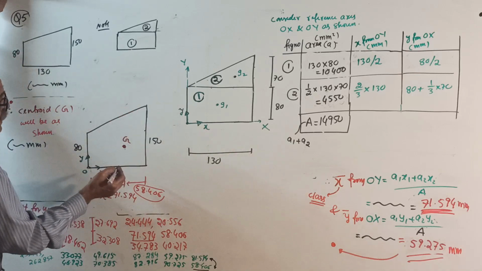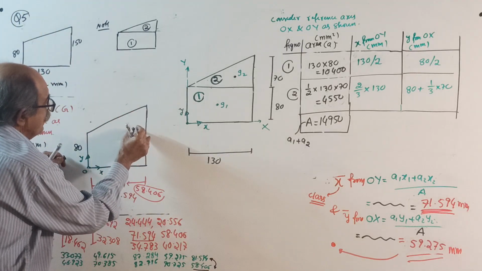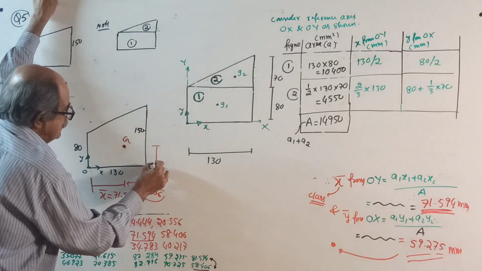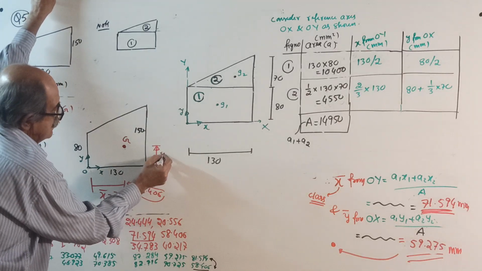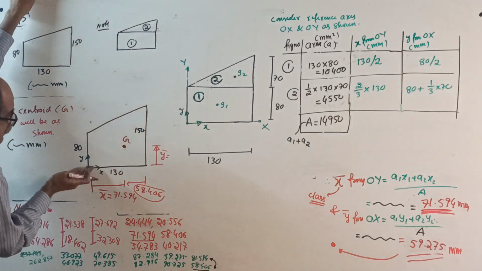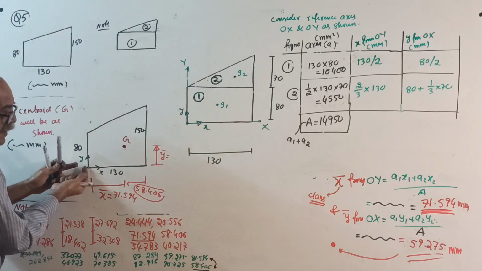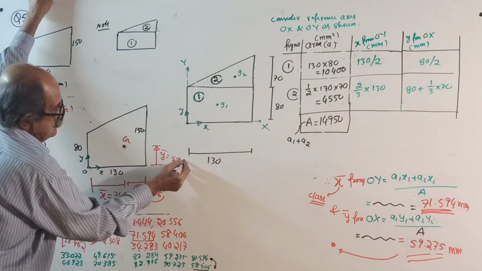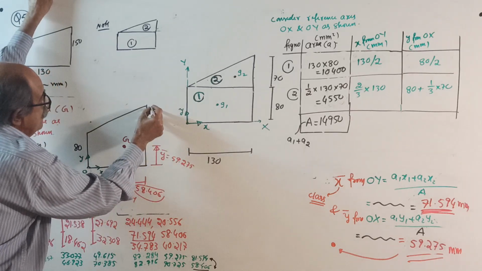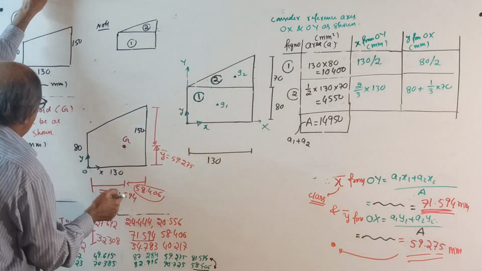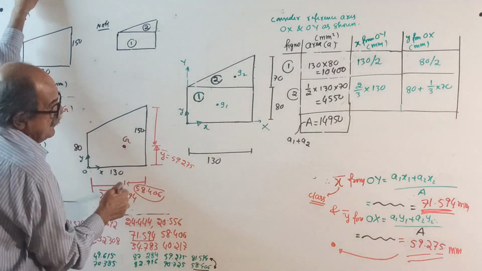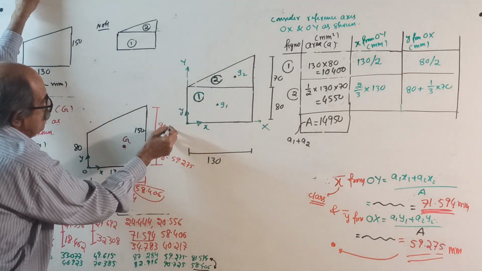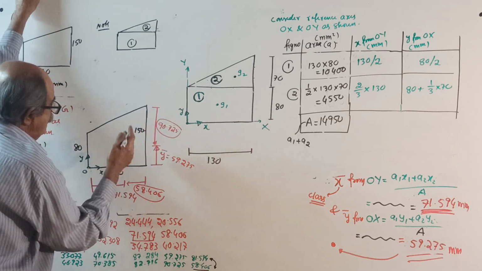And y bar, where will I mark it? This 150 is troubling me, so I will mark 150 here. Y bar is measured from this plane upper side: 59.275 millimeter, the calculated value. Suppose you want y bar from the other side, you subtract 59.275 from 150 and get 90.725. This is the centroid.